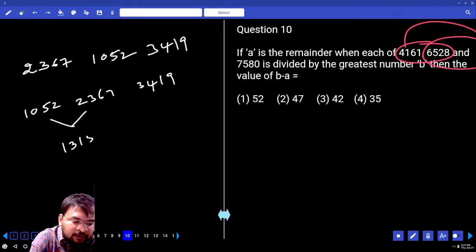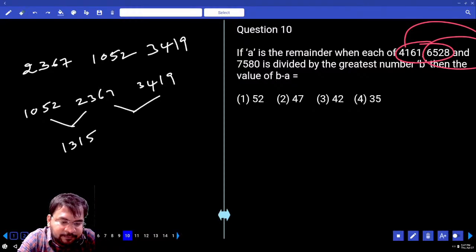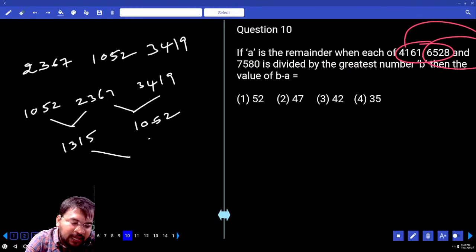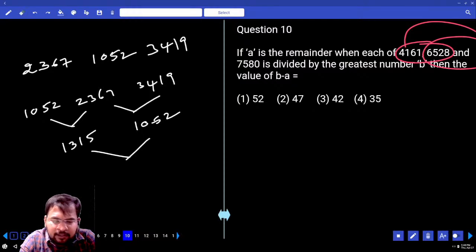1315. Next, here the difference between 34 and 23 is 1000, right? Next to this is 119, this is 67. 119, 67. 33, 19, that is 52, right? 1052. Now take the difference again. The difference is how much? 119, 33, 19, 42, 52.